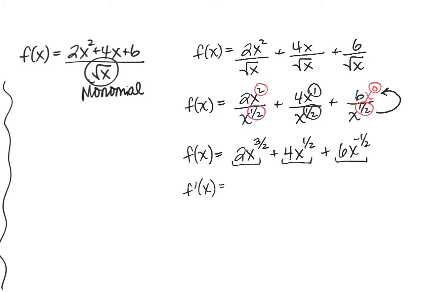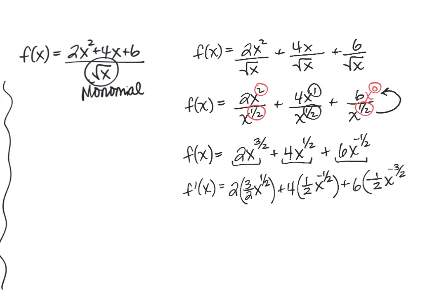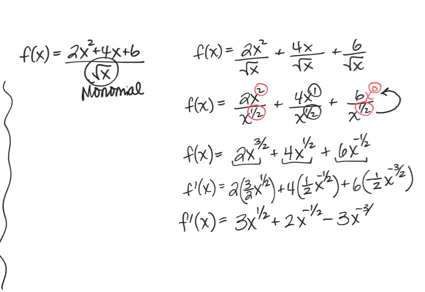So 2x to the 3/2, the 2 is a constant multiple, so it just stays in front, and then the 3/2 comes in front, we subtract 1 from the power and get 3/2 x to the 1/2 power. Then the 4 stays in front, and again, power rule, the 1/2 comes in front, we subtract 1 from the power. And the 6 stays in front, power rule again, negative 1/2 x, subtract 1 from the power gives us a negative 3/2 for our exponent. So when you simplify, we would end up with 3x to the 1/2 plus 2x to the negative 1/2 minus 3x to the negative 3/2.